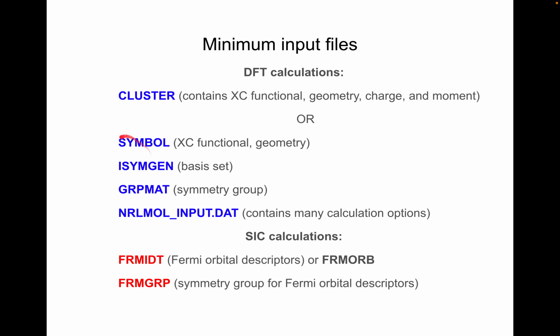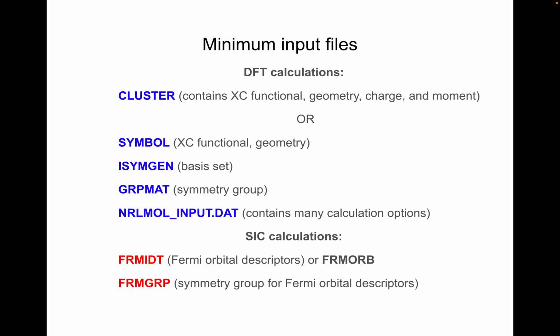When both cluster file and symbol file exist in the same directory, the symbol file gets the priority. So if you want to run a calculation from the cluster file at any point, be sure that you don't have the symbol file in your directory. Additionally, options can be specified in the NRLMOL input.dat. This file contains many calculation options that may be useful for your needs. And those are the files you need to run the DFA calculation.